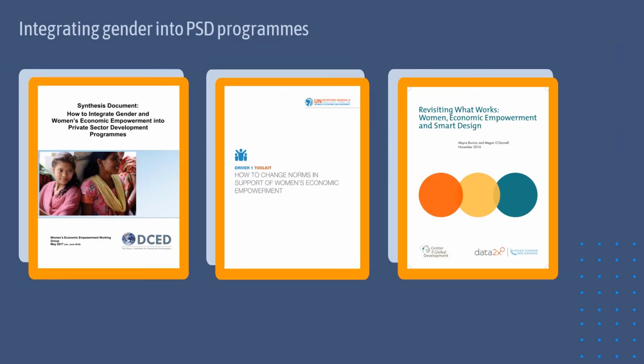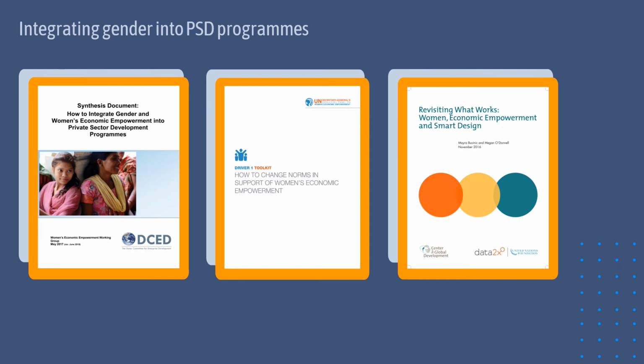The fourth section of the knowledge page is the largest. It contains lots of links to resources on how to integrate gender into PSD programs. Firstly, we have publications that contain general how-to guidance for policymakers and practitioners. The issue with integrating gender into PSD programs is often that programs don't know where to start, so proven practical advice is needed. In 2017, the DCED published a 45-page synthesis document, on the left here, and a shorter accompanying guide for policymakers that seeks to address this.